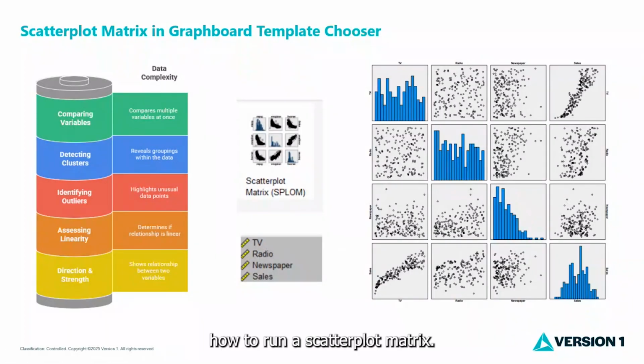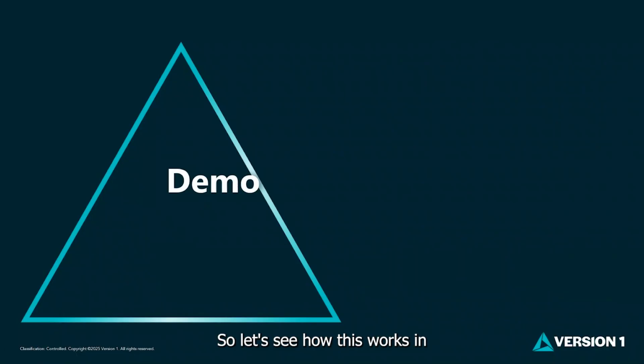I'll also show you how to run a scatterplot matrix. Now this you can find in the Graph Board Template Chooser. When you open up that tool, you'll see the icon for scatterplot matrix, and then you can select the variables that you want to include. When you run the scatterplot matrix, you'll see the correlations between all of the variables. So let's see how this works in IBM SPSS Statistics.